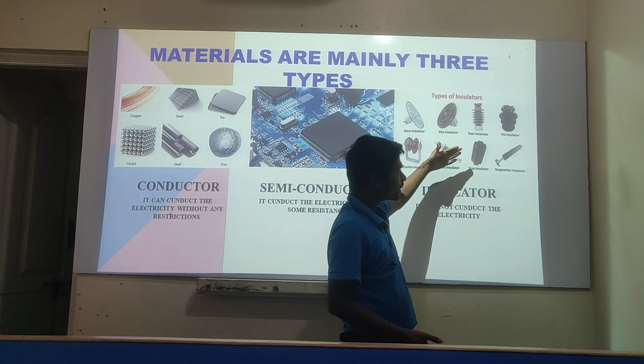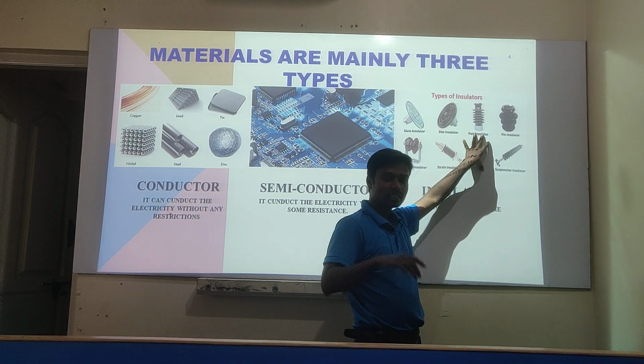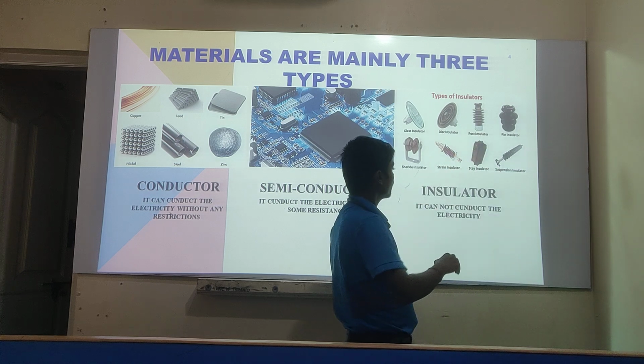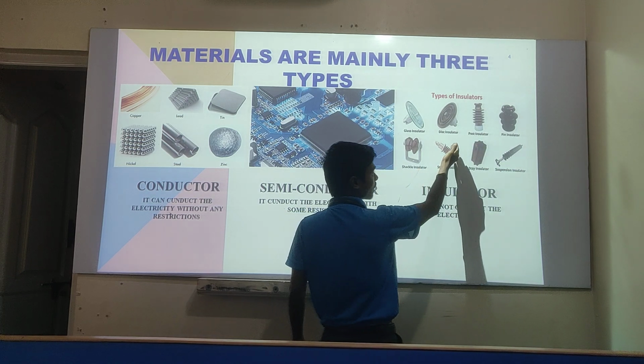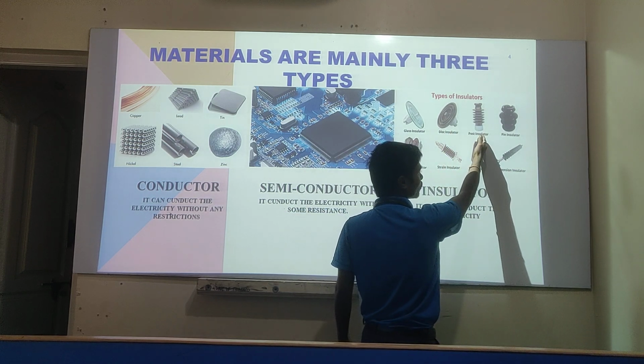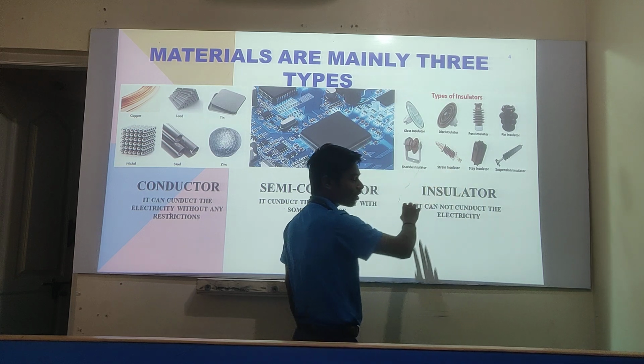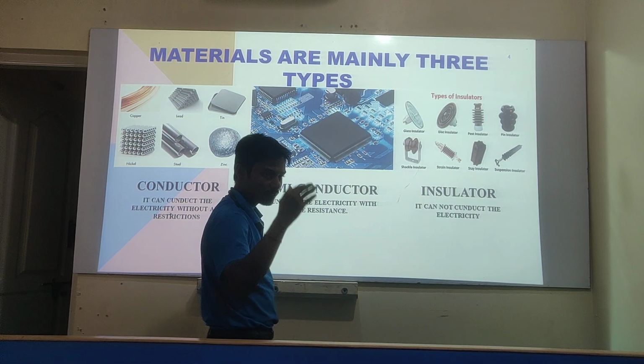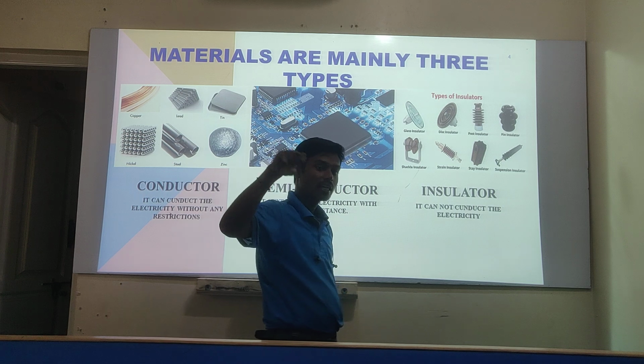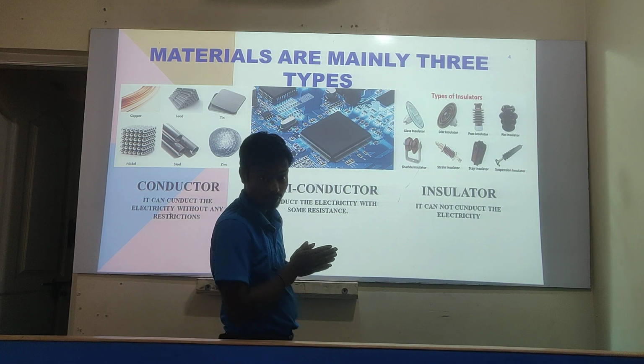You may have seen all these components in the power transmission lines, like saddle insulator, disc insulator, post insulator, strain insulator. These all you will be seeing on the towers where electrical lines, power supply will go.